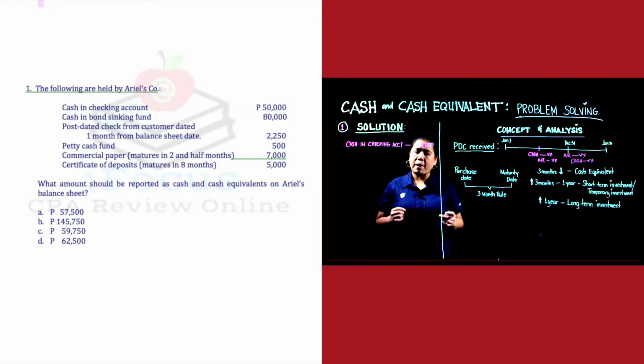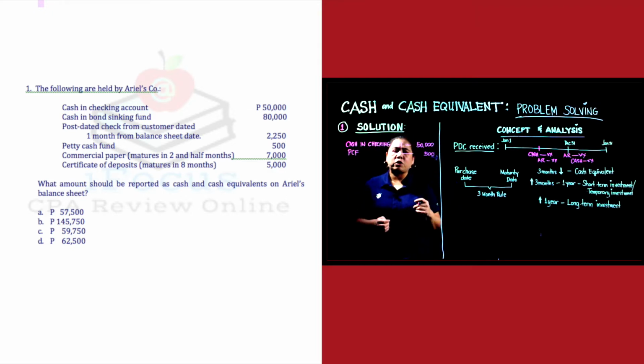Alright? Item number 4 is a petty cash fund amounting to 500. Siyempre, kasama yan. Yan ay isa sa mga funds na ginagamit ng company for their current operations. Alright? Petty cash fund is intended for those small expenses. So yan, kasama yan sa ating solution.